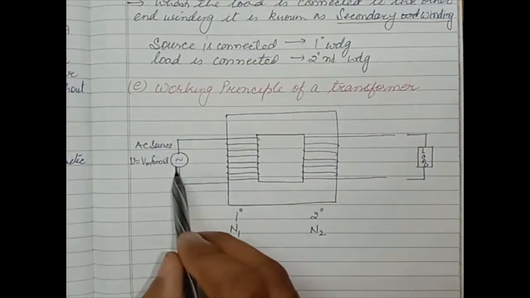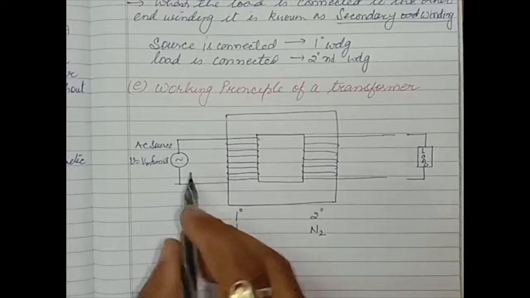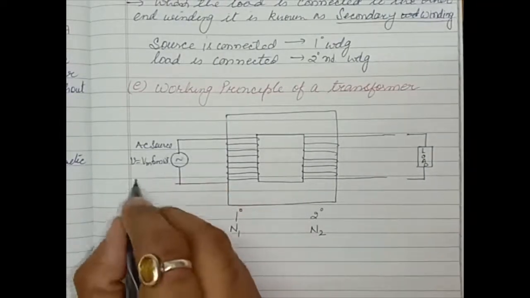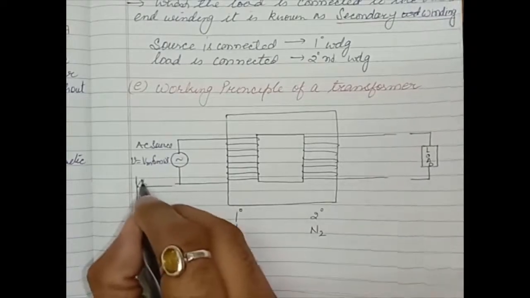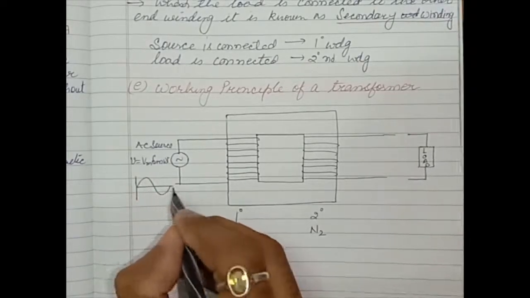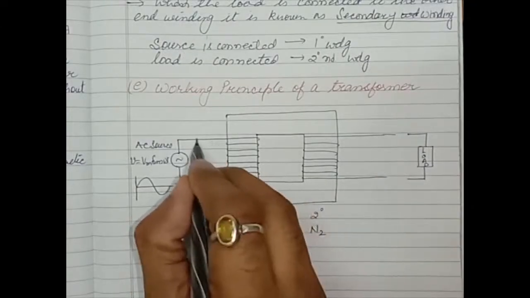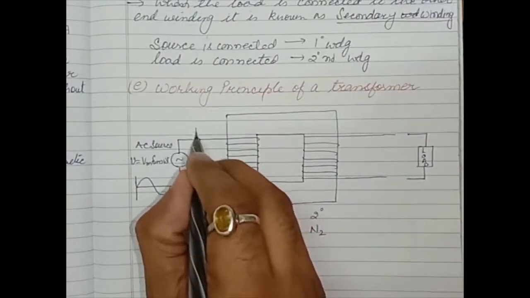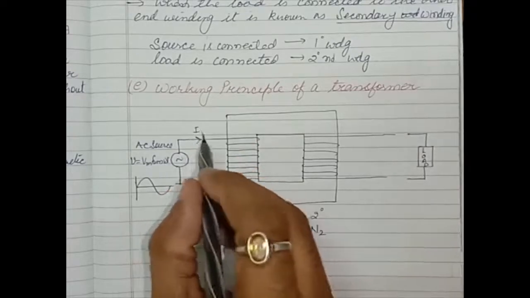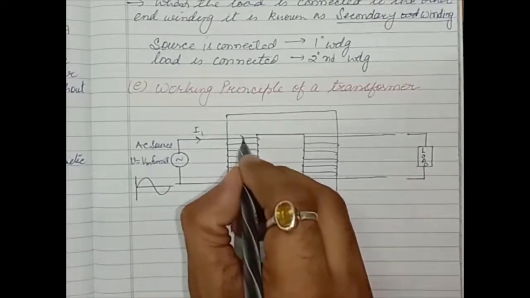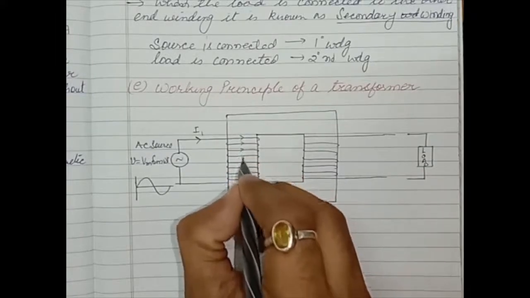Because the source is connected to this side. This is the AC source, which is sinusoidal in nature, meaning it keeps on changing. Now when the source is connected, there is a flow of current I1, let us call this current the exciting current. This current will start flowing into the winding.